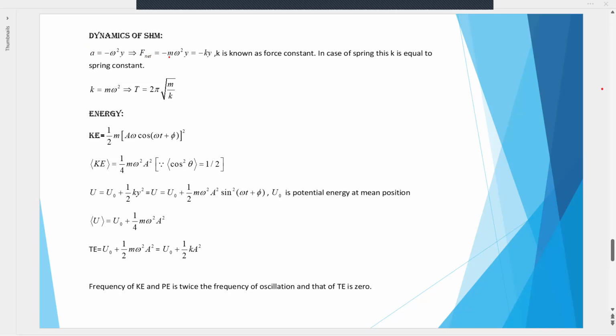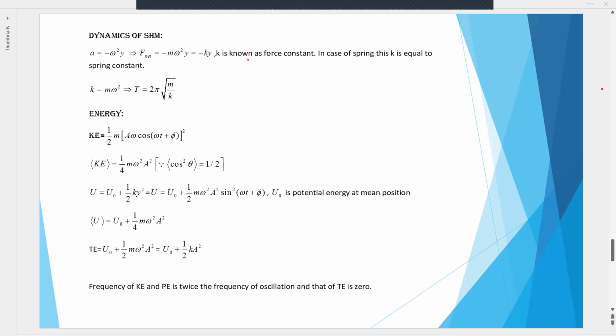So here the mass of the particle is a constant. Omega square is also constant. So that is taken as some constant k, which is known as the force constant. Therefore, net force is equal to minus k into y. And we know what y is here. It is the displacement from the mean position. So this is now the net force on the particle, which is equal to minus k into y.